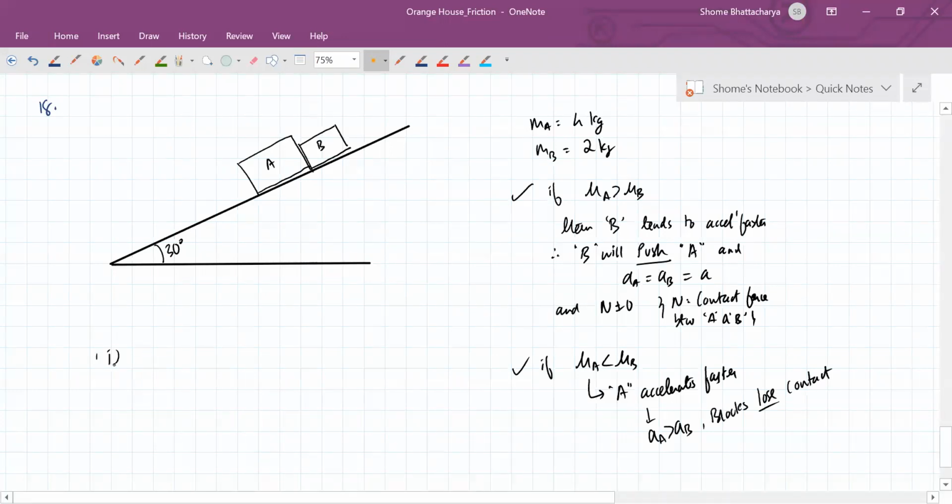So in the first case, mu1, which is actually the coefficient of friction for B, is given to us as 0.2, and mu2, which is the coefficient of friction for the 4 kg block, so that's mu A, is 0.3. So you can see that in this case, they have common acceleration a, and the normal force between them is non-zero.